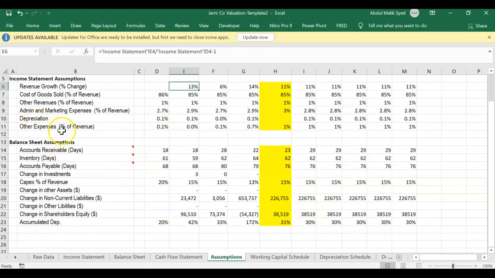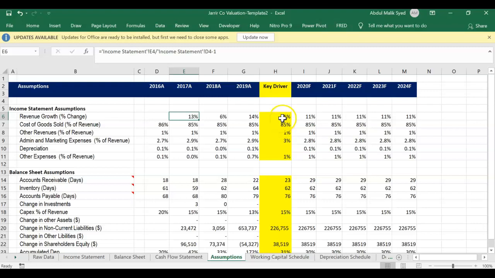Note that we have two kinds of depreciation, one in the income statement, another in the cash flow statement. The cash flow statement is showing the accumulated one, whereas the depreciation which is given in the income statement is the current depreciation. Okay, so this is the difference between these two. In the cash flow statement, it is again the percentage of sales revenue, so it is 20%, whereas for the depreciation you can see it is 0.1% of the sales. So based on this historical analysis, we can develop our key drivers.